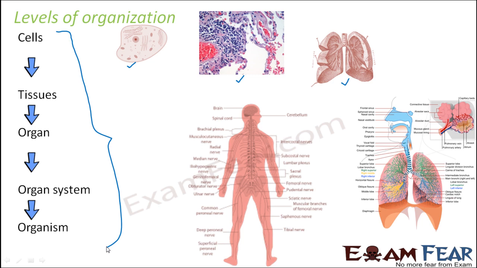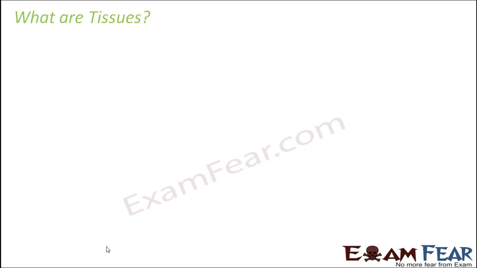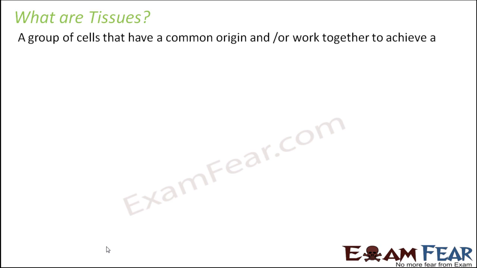With this idea of levels of organization in mind, we will now start talking about tissues, because we already have enough knowledge on cells. We know what cells are, what the internal structure of a cell is, and all those things. So here we'll talk about tissues, and to be more precise, we will spend time talking about plant tissues, because here our aim is to study the internal structure of plants, right? So first let us see what tissues are. As I already explained, tissues are nothing but a group of cells that have a common origin and/or work together to achieve a specific function.